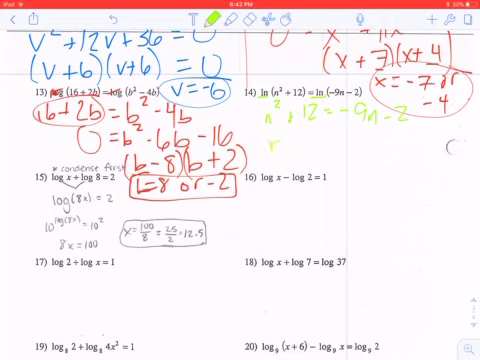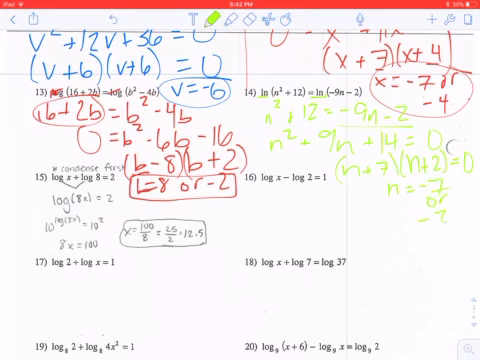I'm going to keep n squared positive, so I'm going to move everything to the left side this time. n squared plus 9n plus 14 is going to equal 0 this time. Looks like I'll get n plus 7 and n plus 2 equal to 0, which would result in a negative 7 and a negative 2 for my solution.